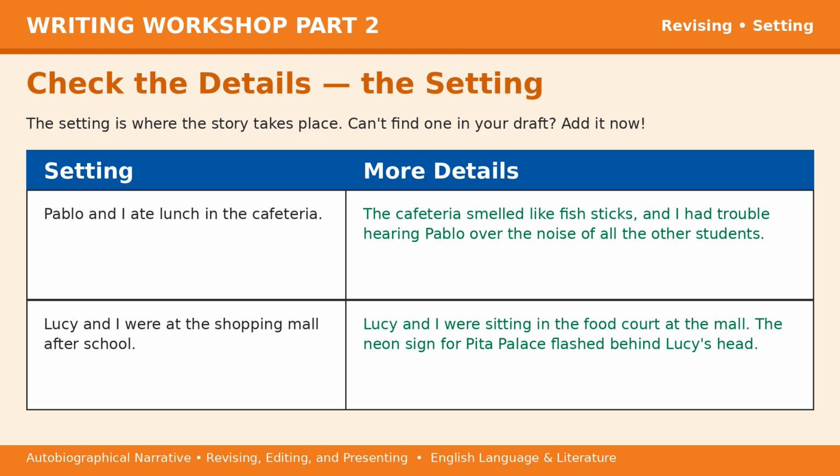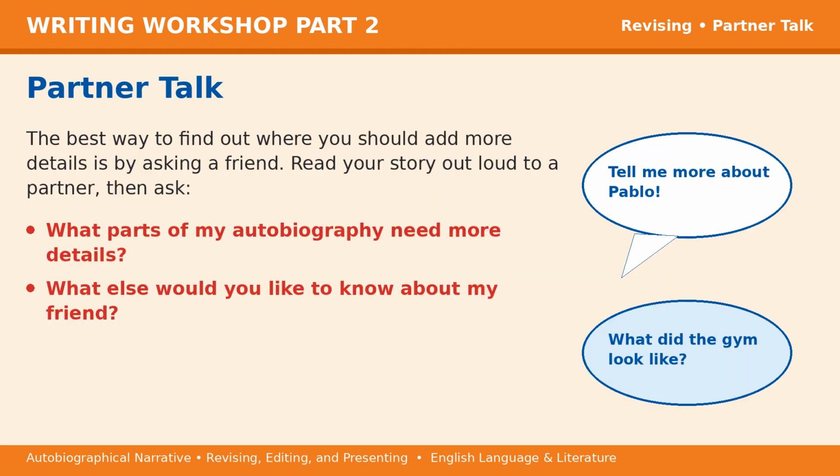Next, check the details. One of the most important details in a narrative is the setting, where the story takes place. Find the setting in your draft and add to the description of that place. Can't find a setting? Now is the time to add one. Look at the lesson's examples. Instead of just saying, "Pablo and I ate lunch in the cafeteria," you could write, "The cafeteria smelled like fish sticks, and I had trouble hearing Pablo over the noise of all the other students." Instead of, "Lucy and I were at the shopping mall after school," try, "Lucy and I were sitting in the food court at the mall. The neon sign for Pita Palace flashed behind Lucy's head." See the difference? And here's a great strategy called partner talk. Read your story out loud to a partner and ask, what parts of my autobiography need more details? What else would you like to know about my friend?